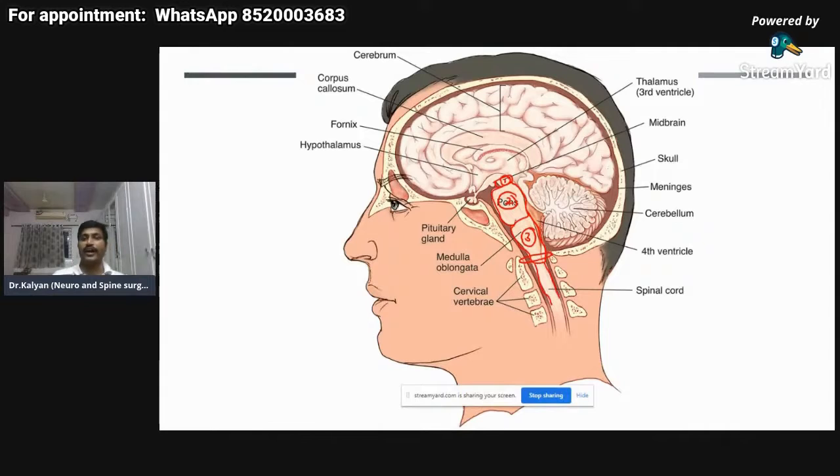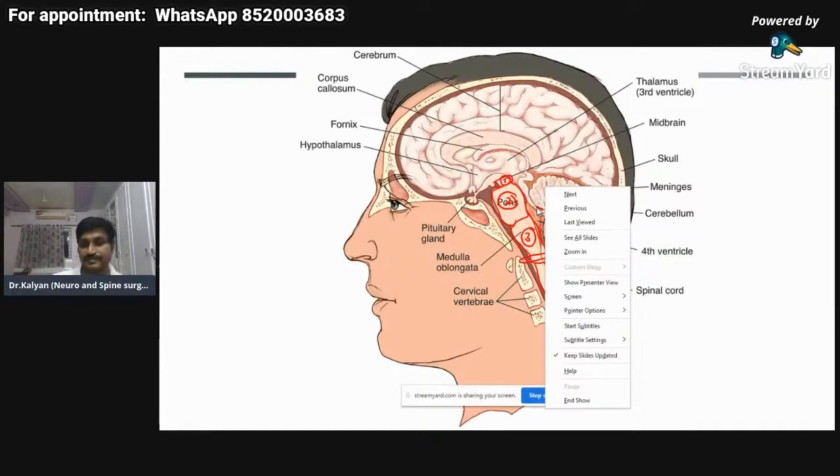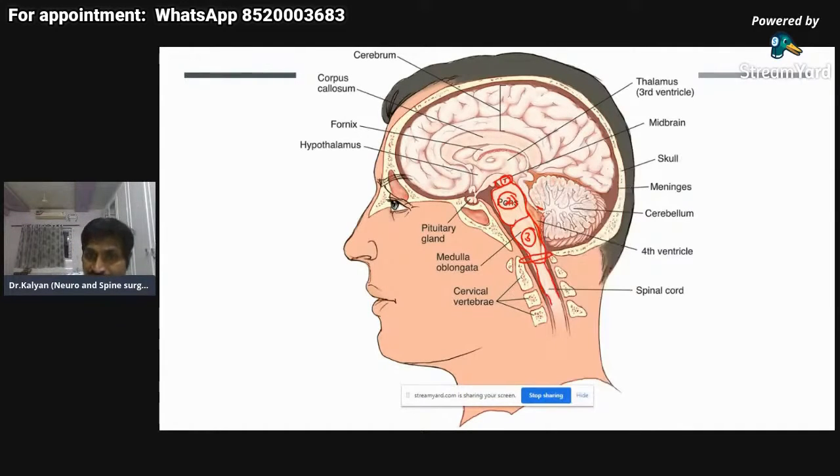Now you have to understand that the cerebellum is present behind the brainstem. So this is the cerebellum, which is present behind the brainstem. What is the structure present between the brainstem and the cerebellum? That is a fluid-filled cavity known as the fourth ventricle.